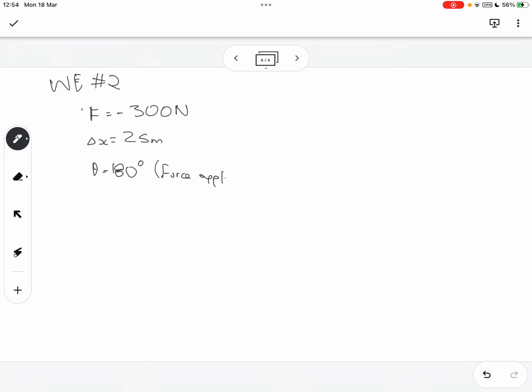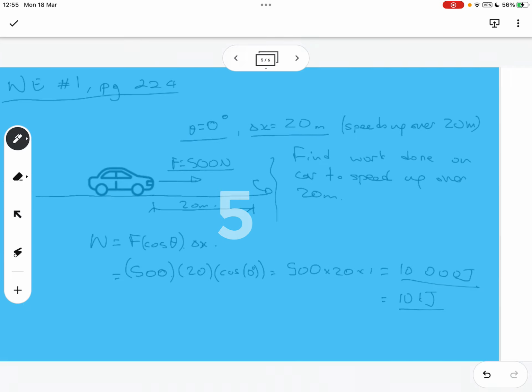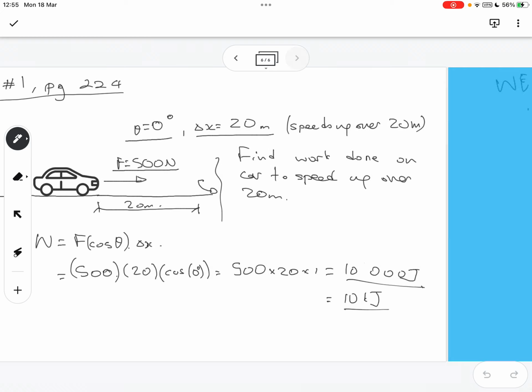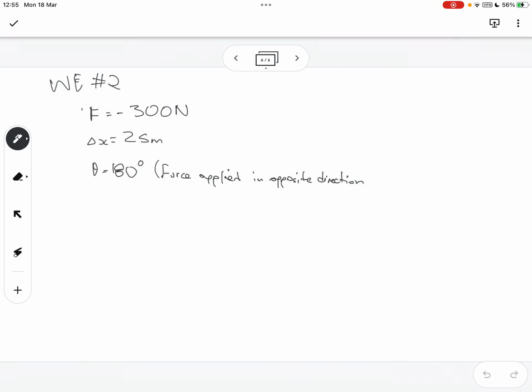So force applied in the opposite direction. By the way, over here I put the cos after the F because it is a component of the force, not of the displacement. Because we're told that the force is applied in that direction, and in the second part, force is now in a different direction, and the displacement is in the same direction as before.